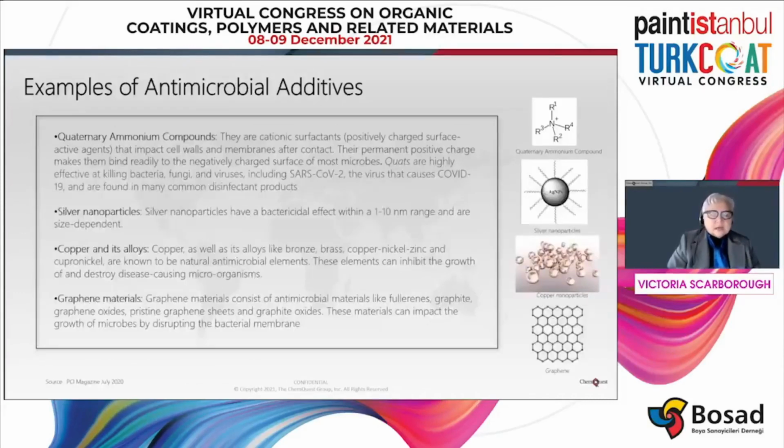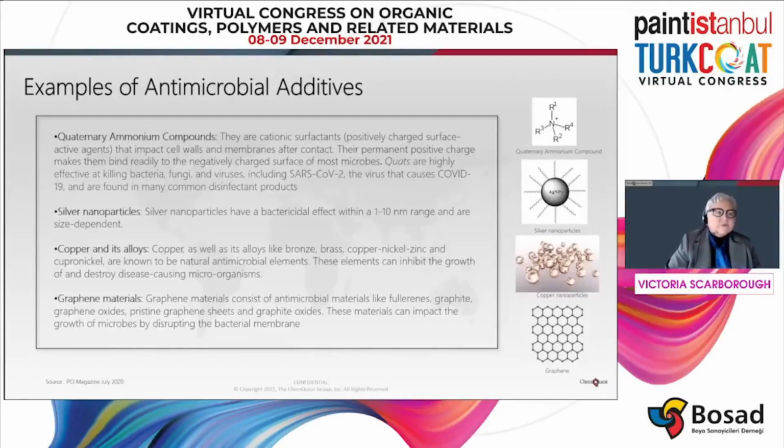So we need to create solutions for this problem, and so we can put additives and coatings to prevent the growth of microbes. So what are some examples? These examples include quaternary ammonium compounds. Now, these are cationic surfactants, and they're positively charged materials, and they are really highly effective at killing the infectious agents like SARS and COVID, and they impact the cell wall and the membrane after contact. And so they're very effective, and they're used a lot in cleaners, for example. Lysol is an example that uses a quaternary ammonium compound for killing viruses.